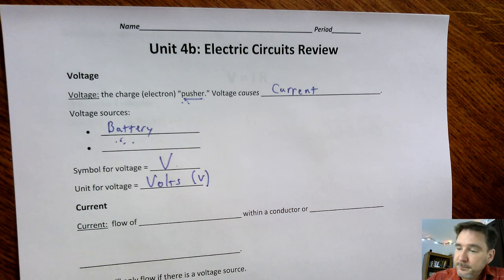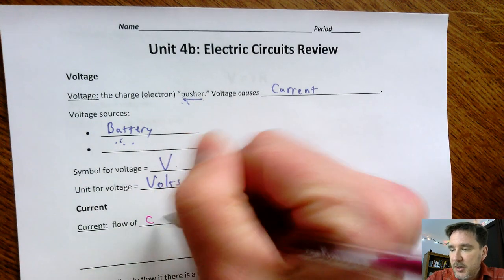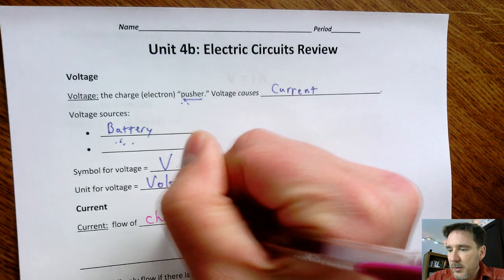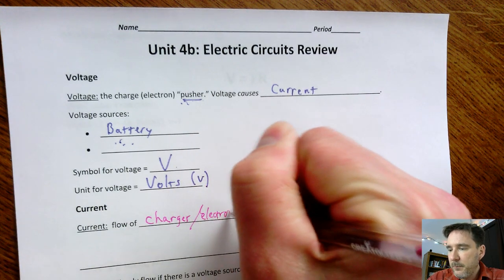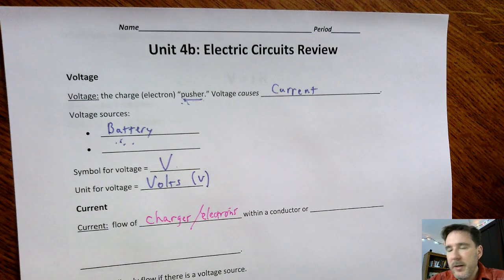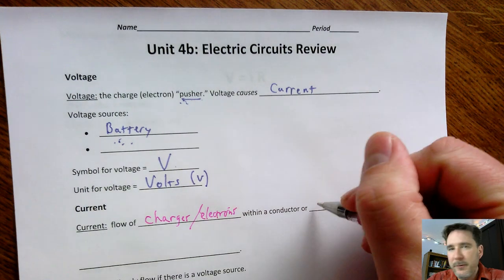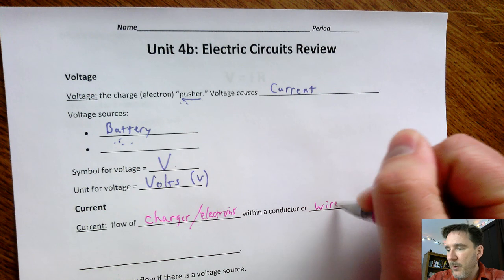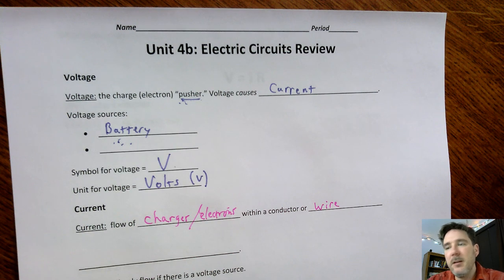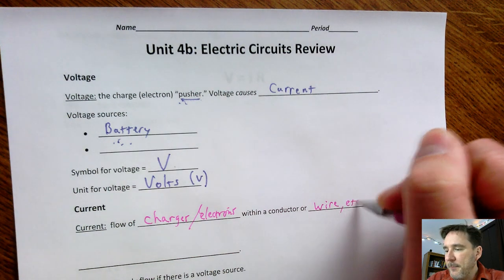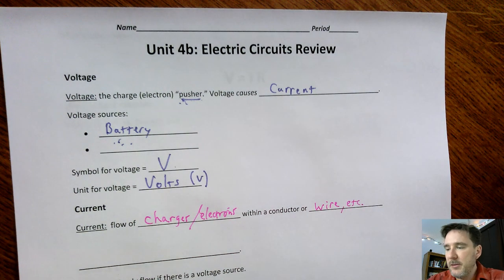Current. It's the flow of charges, or electrons, within a conductor, and this is a little funny worded. I probably could have worded this a little bit better, but basically within a conductor, like a wire or a piece of metal or anything like that. So that's why there's so much room, I guess, just to give you an opportunity to write all these different things.